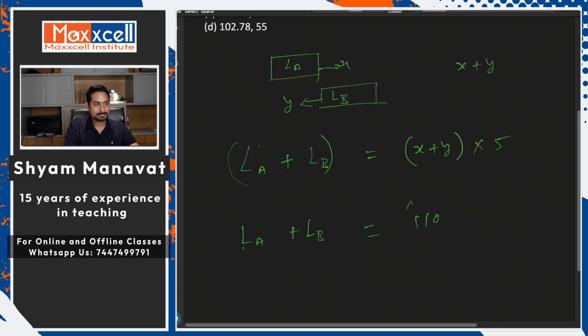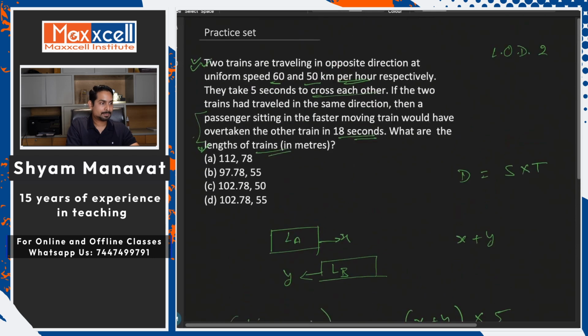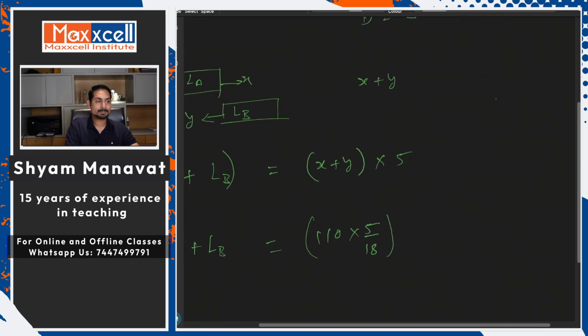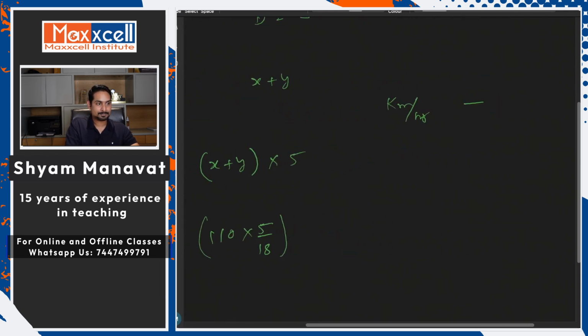Kilometer per hour. See, this is kilometer per hour. Now the time here is given in seconds. The unit of time here is seconds, so I need to convert this kilometer per hour into meter per second. What is the multiplying constant to convert kilometer per hour into meter per second? Come on, that's 5 by 18, right?